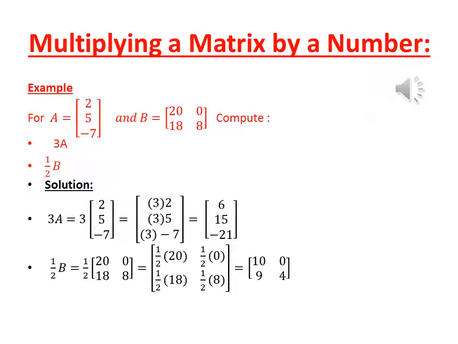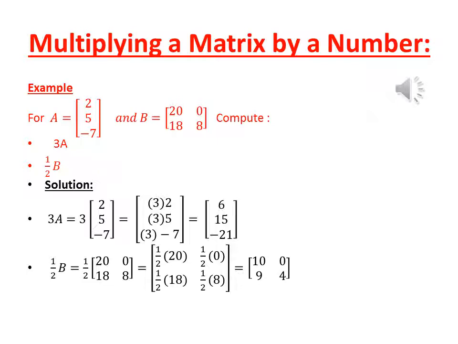To multiply by the scalar 3, or a constant number, we have to multiply each element inside A by 3. So A is 2, 5, negative 7, times 3: 2 times 3, 5 times 3, negative 7 times 3. We have the result 6, 15, negative 21, which is 3A.